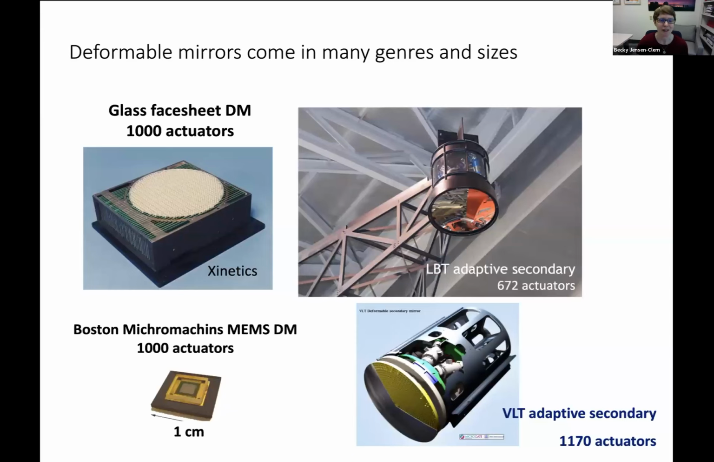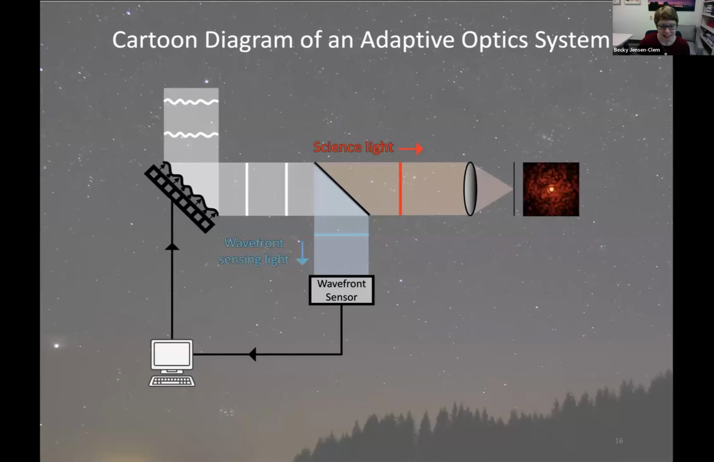So DMs are still very much an active area of development. Okay, so the next thing that we want to go to in our diagram of the AO system after the light has bounced off of the deformable mirror is the wavefront sensor. So oftentimes you'll split the light by wavelength. For example, you might send the red light to your science instrument and the bluer light to your wavefront sensor.